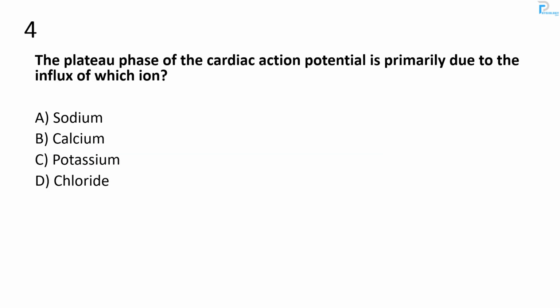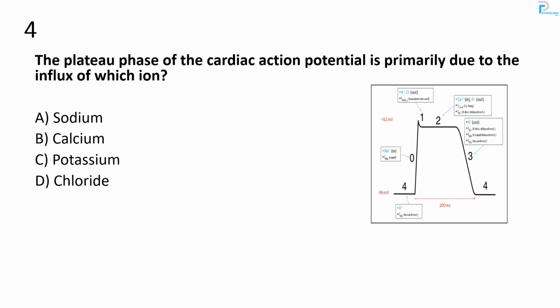The plateau phase of the cardiac action potential is primarily due to the influx of which ion? If we look here, this is the action potential of the cardiac muscle cell, the ventricular contractile fiber. We have the resting membrane potential. We have depolarization caused by influx of sodium ion. Then we have triphasic repolarization. This is phase 1, which is because of opening of potassium channels and potassium efflux.